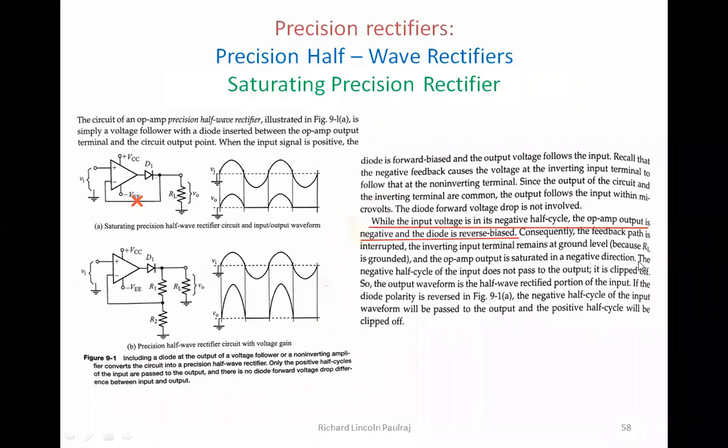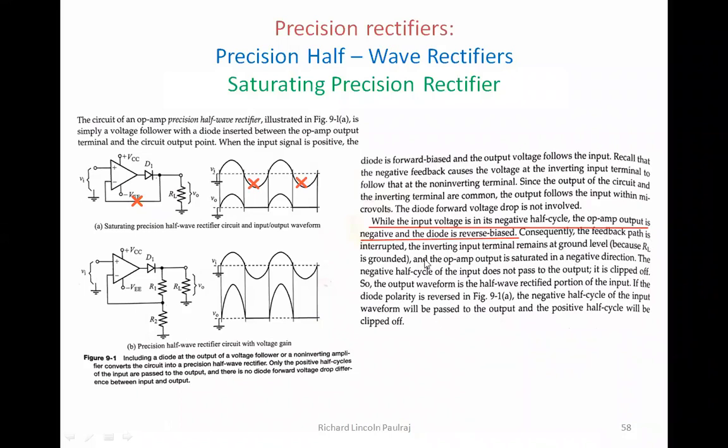The op-amp output is saturated in the negative direction. Once it gets into the negative direction, we know what happens with the diode. The negative half cycle of the input does not pass to the output. So it's blocked. Ultimately, whatever is in the input should appear at the output, but this negative part is not appearing, which means there is nothing at the output side. So these sections are nullified.